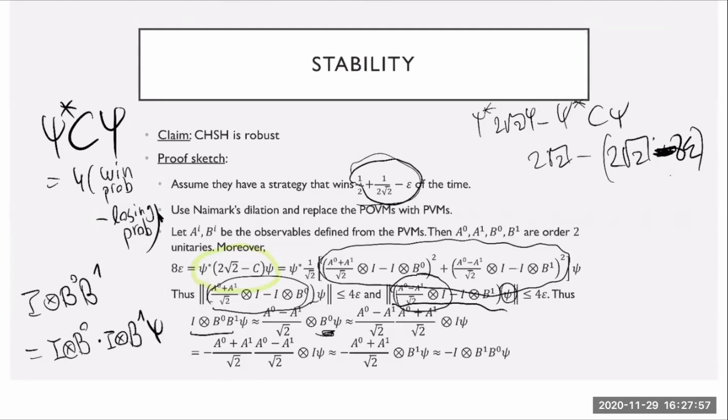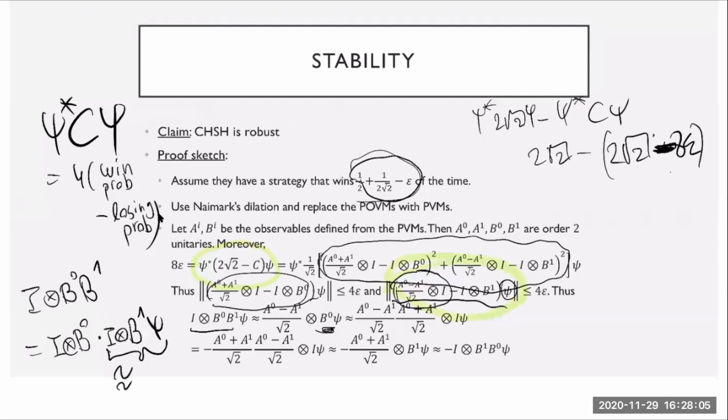And acting on psi, this thing by this, an inequality is very near A0 minus A1 divided by square root of 2 tensor identity psi. So this is the first, almost the approximated thing here. And we can say, what can we say? These are unitaries, right? So actually, the distance between this vector and this vector is bounded away by 4 epsilon. This is exactly what we've shown here.